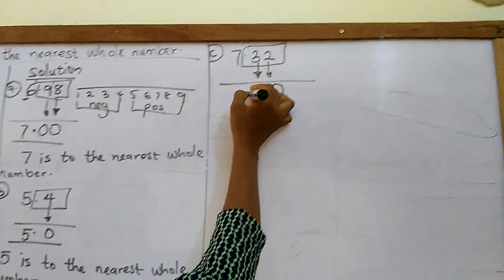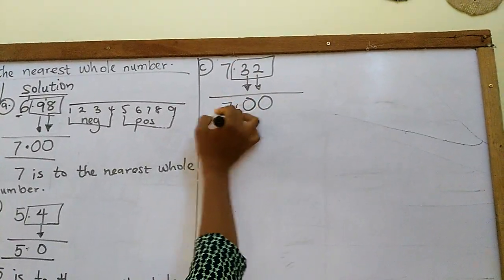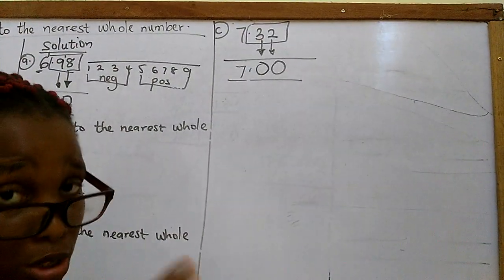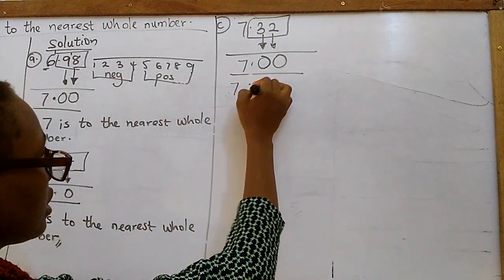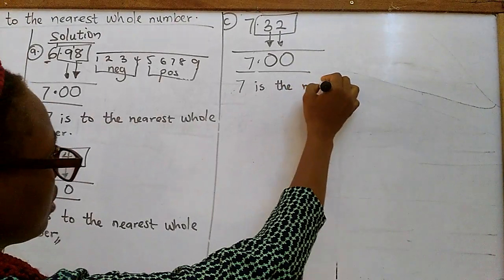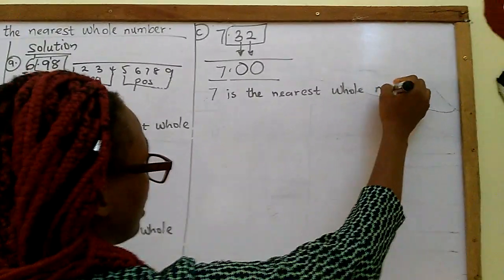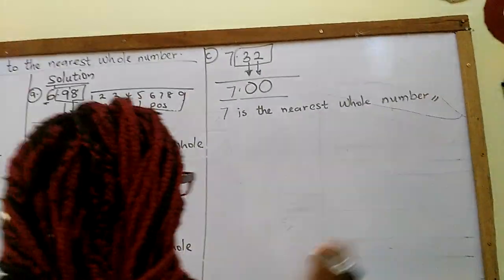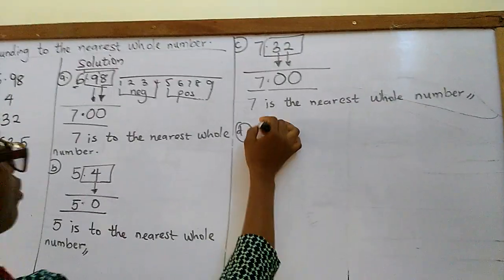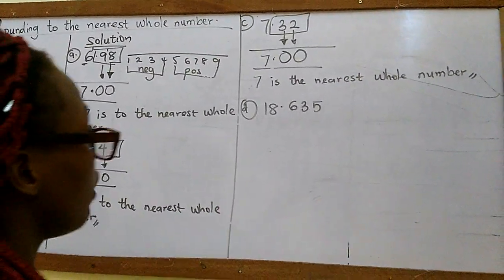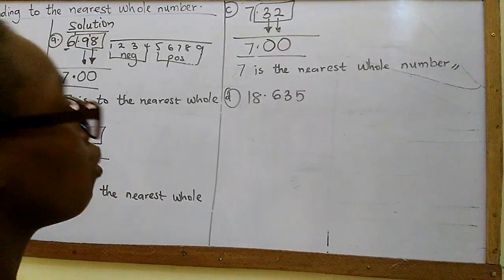Now your point, then the 7 remains. They are bringing out the 7. So 7, we don't need this 0.00 as it is a whole number. So 7 is the nearest whole number. Now for D, you have 18.635.